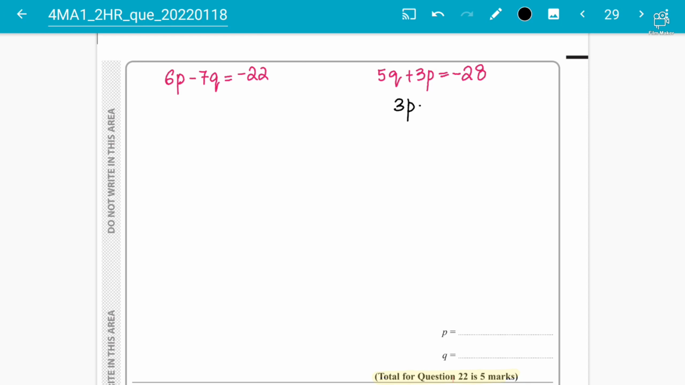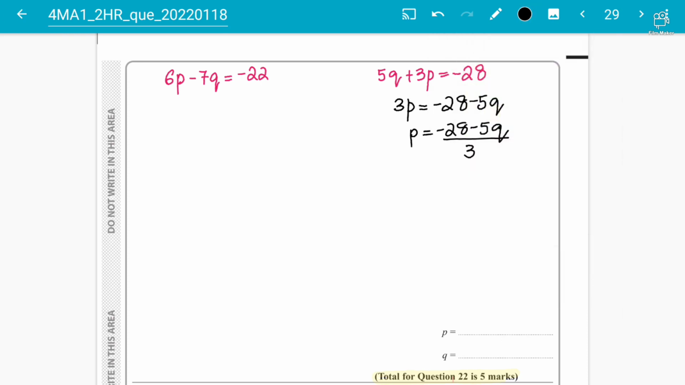So 3p equals -28 minus 5q. This is -28 and the -5q I took there, and p I'm making the subject here for substitution purposes, so divided by 3 there. Okay, so here we go. I got p as the subject: p equals (-28 minus 5q) divided by 3.